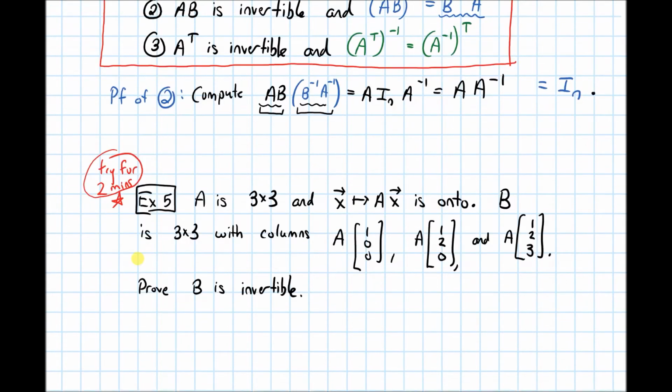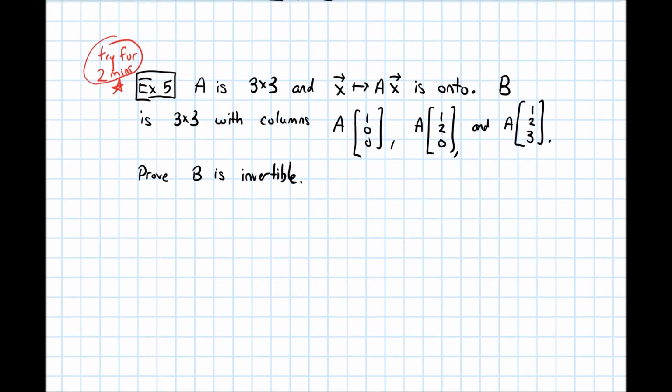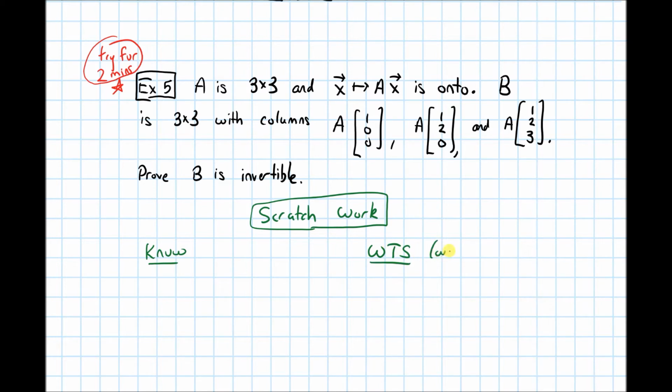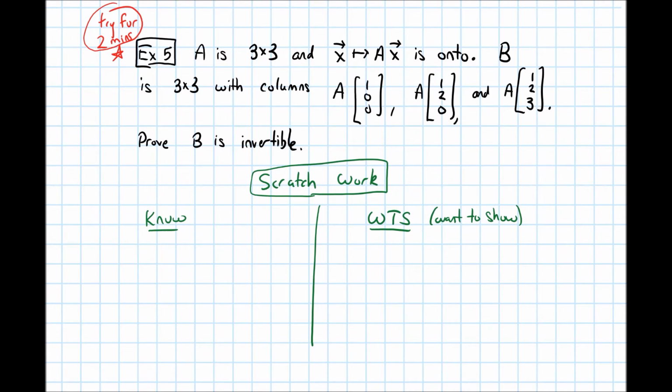Okay. So just like we did in the last video with the proof problem, let's begin by doing some scratch work and identifying what it is that we know and what it is that we want to show. WTS was my abbreviation, again, remember, for want to show. So keep in mind what it is that I know and what it is that I want to show. So what I know is that A is 3 by 3, and it's onto. So we know that it's onto, so that may be important.